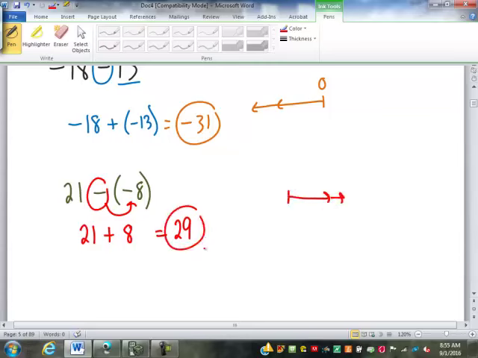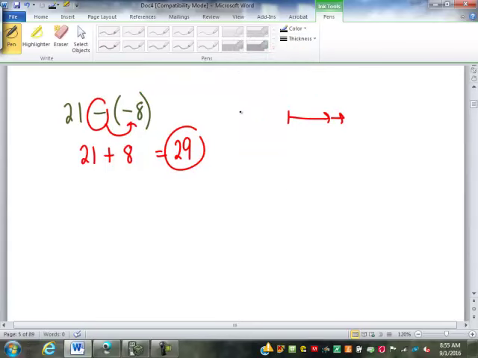21 plus 8. Or I might have negative 16 minus a negative 32. Again, I'm going to change this. The negative 16 doesn't change, but this is saying add the opposite of this. So I'm going to add what? Positive 32. The opposite of negative 32 is a positive 32.